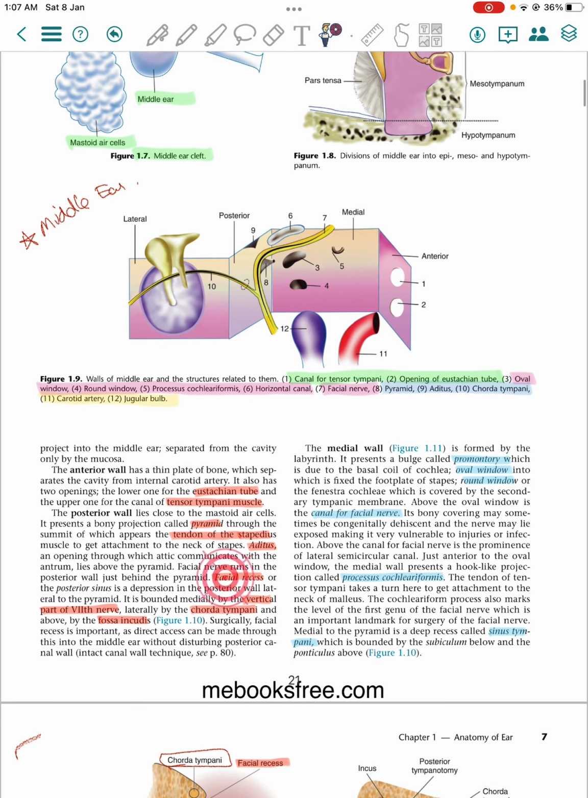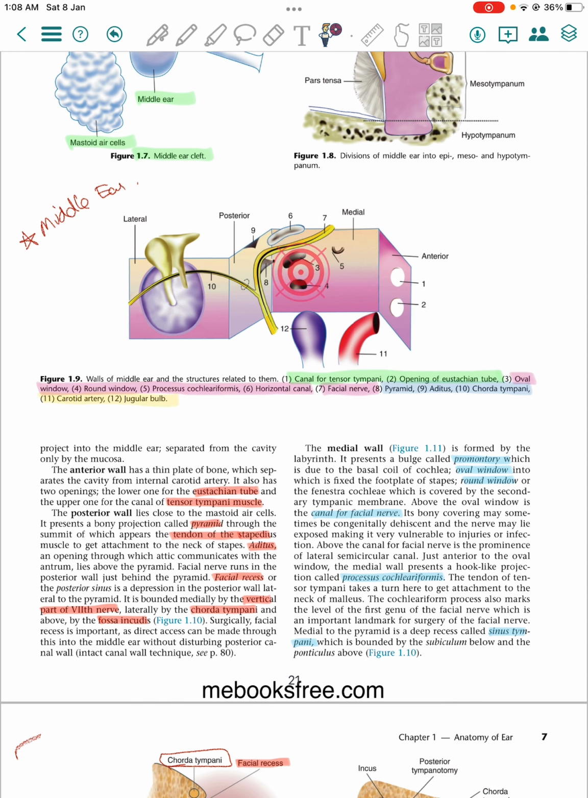Then the vertical part of the seventh nerve or facial nerve is going on the posterior wall. Lateral to the facial nerve is the recess known as the facial recess. Then medial to this facial nerve is the sinus tympani, which we'll discuss afterwards, guys. These are the contents present in the posterior wall.